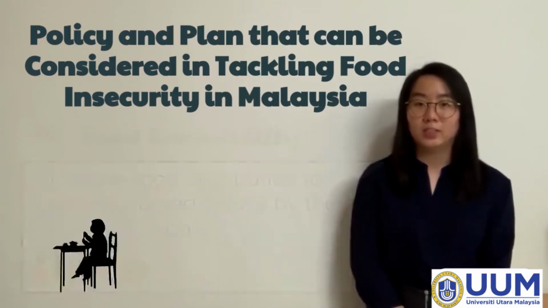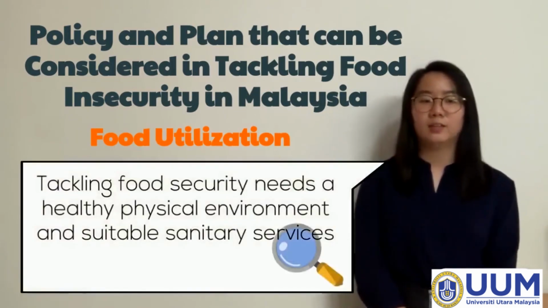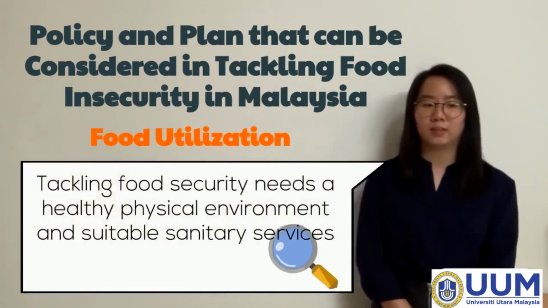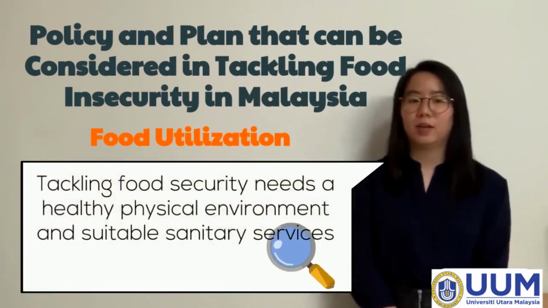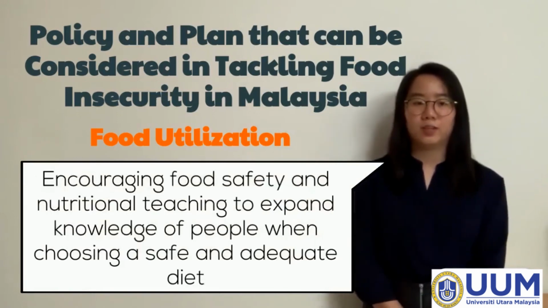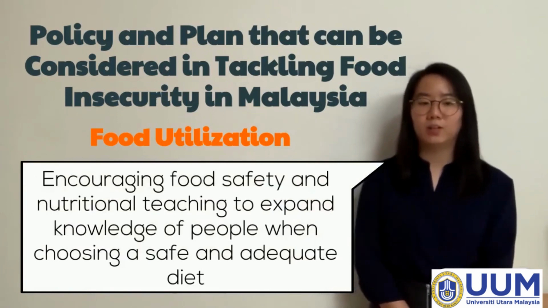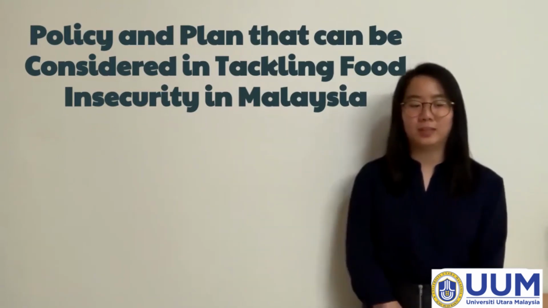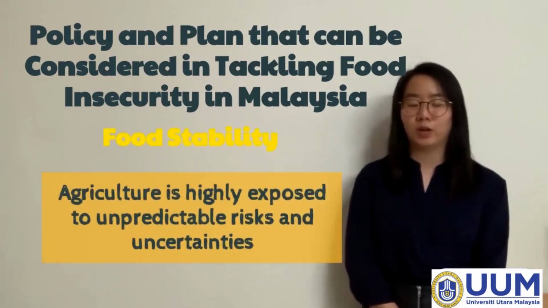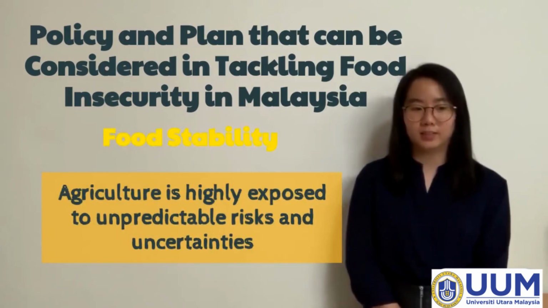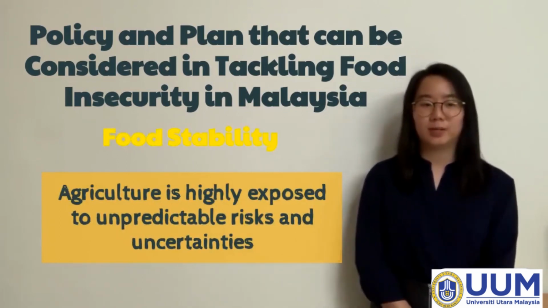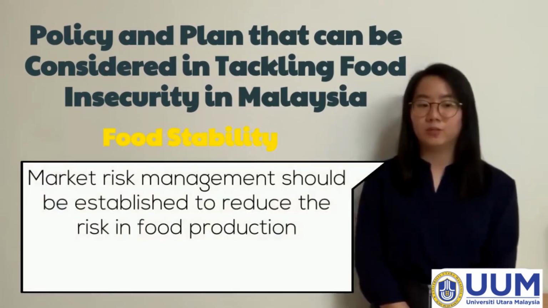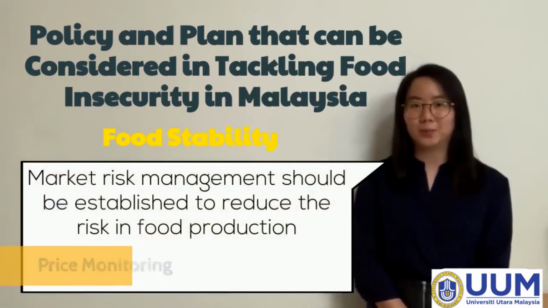For utilization, tackling food security needs a healthy physical environment and suitable sanitary services. Food safety can also be enhanced by encouraging food safety and nutritional teaching to expand people's knowledge when choosing a safe and adequate diet. Lastly, for stability, agriculture is highly exposed to unpredictable risks and uncertainties. Thus, market risk management should be established to reduce the risk in food production, such as price monitoring and forecasting.